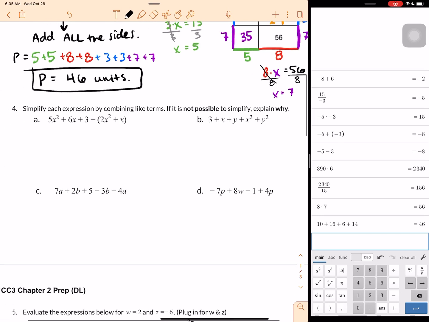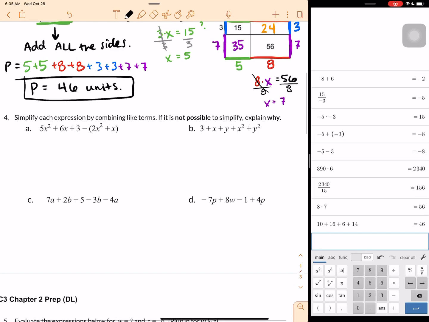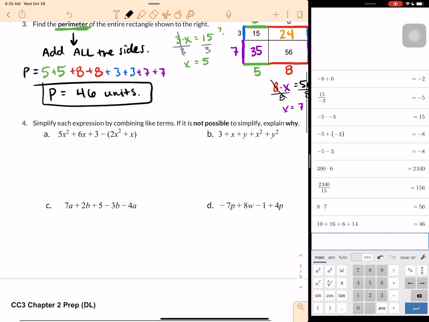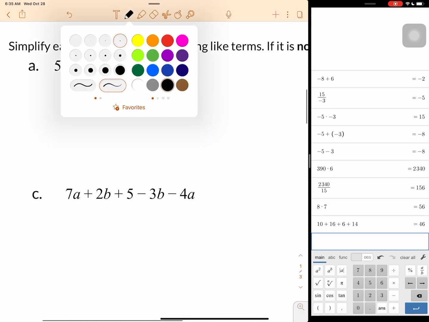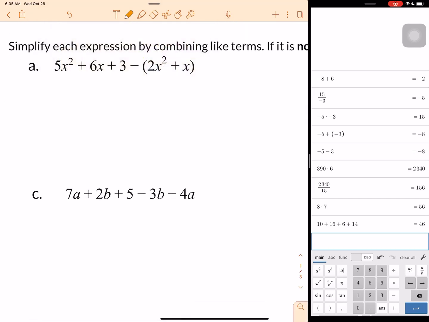Okay, so number 4, we are going to combine like terms. If it is not possible to simplify, please explain why. So let's focus on part A. The first thing we have to do here is distribute that negative. So that negative needs to be distributed into the parentheses. So that will leave me with negative times 2x squared is a negative 2x squared. Negative times positive x is a negative x.